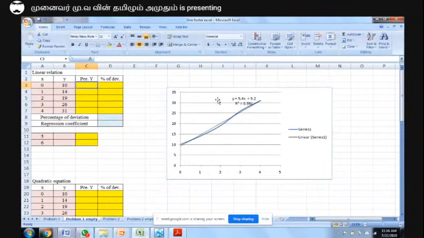Based on this equation, we can predict the y value. This is the prediction of y. How can we predict? I am giving the equation equal to 5.4 into x, where x is assigned in b, plus 9.2. The actual y value is 10, the predicted y is 9.2.